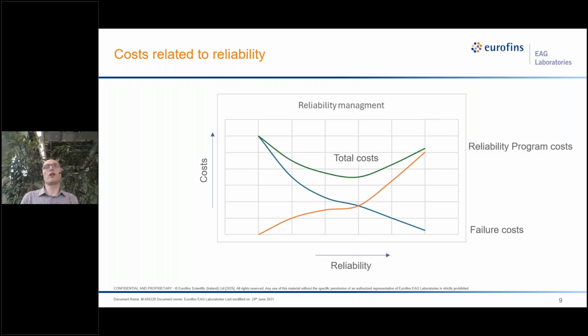Reliability program costs are normally a combination of designing test plans, test execution, and data analysis. And all those steps ask for know-how and dedicated equipment. Buying your own reliability test facilities could be very expensive. And within Eurofins Material Science, we offer a lot of different techniques and knowledge to facilitate your reliability test program.